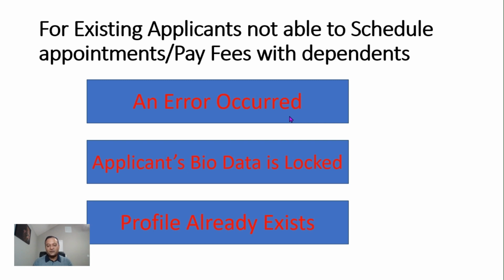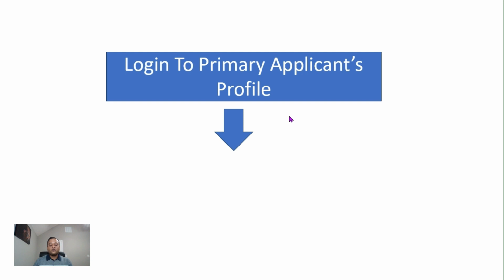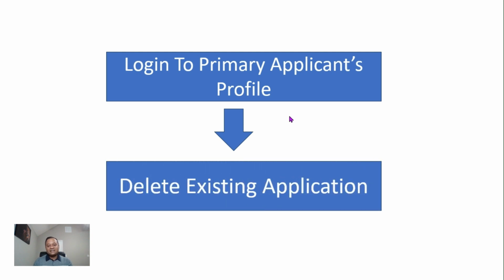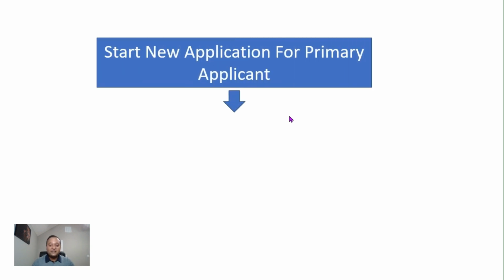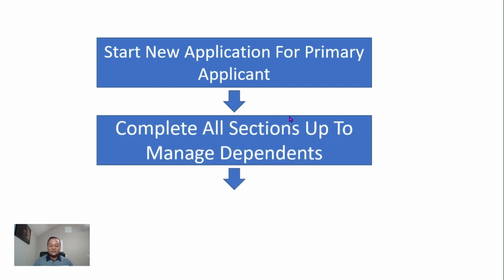Follow the next steps I'm going to share with you, and you should be able to fix all of those errors by yourself. For the existing applicants, log into the primary applicant's profile where you are facing the issues, and delete or close the existing application. Once you do that, start a new application for the primary applicant, and make sure you are giving all the right information, like document delivery and visa detail, what kind of visa it is, and then go to the manage dependents page.